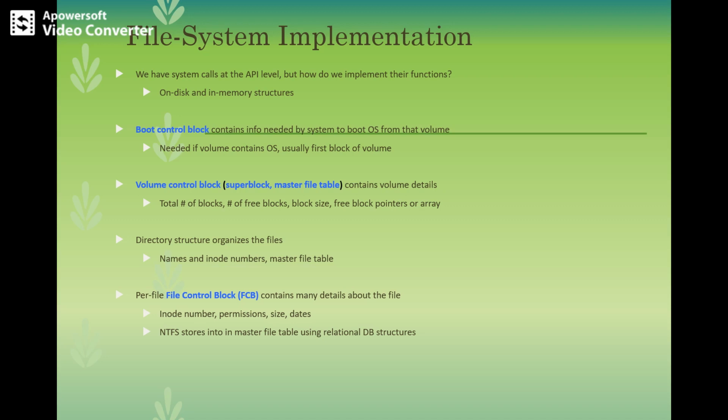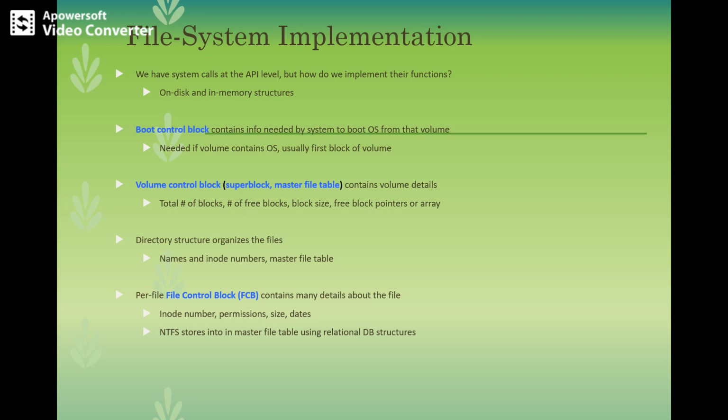So in UFS, this is called a super block, and in NTFS, it is called a master file table. In UFS it is called a super block, which is why we are listing them here as volume control block. In NTFS, it is called a master file table.